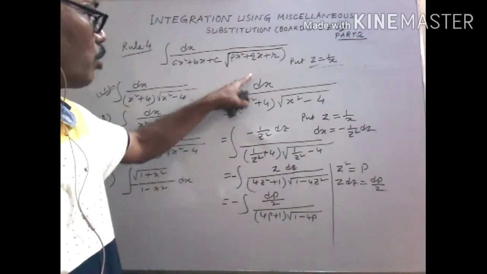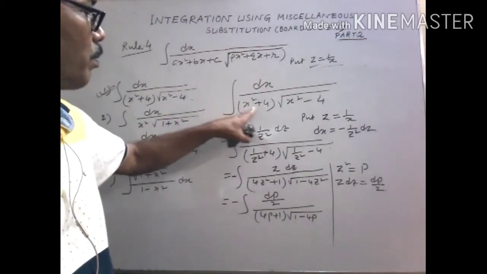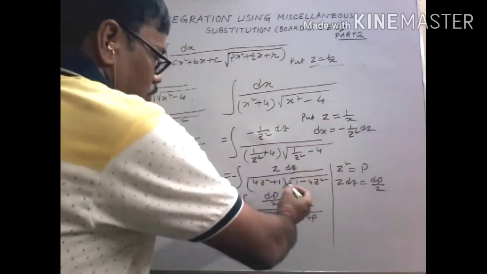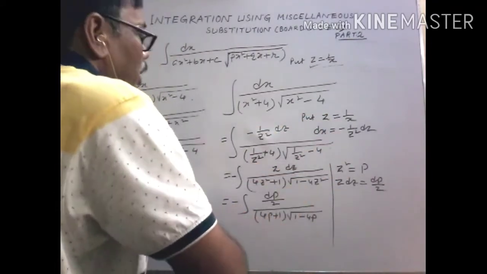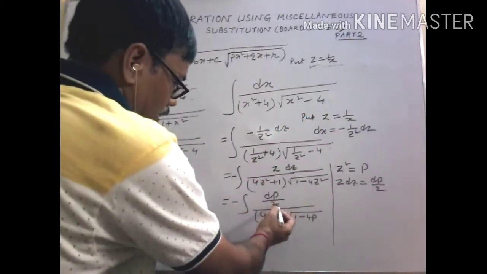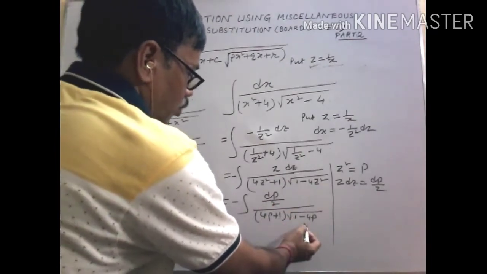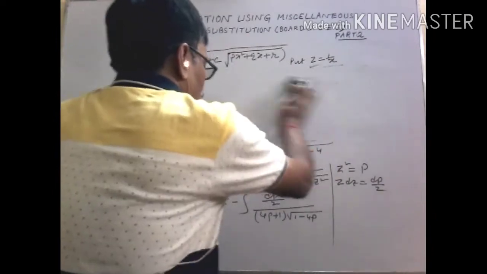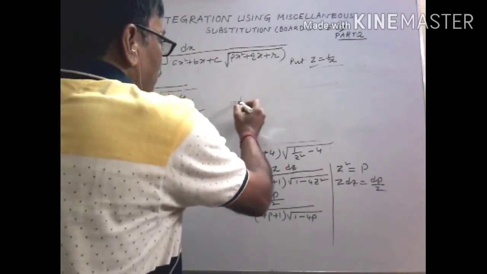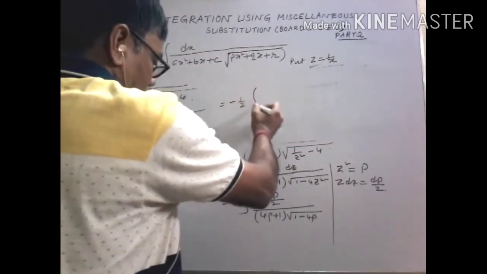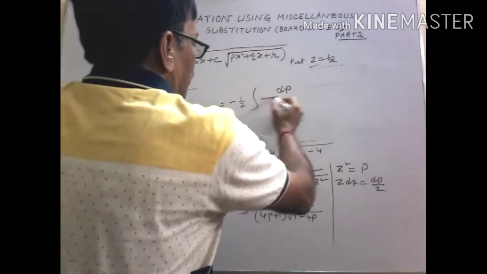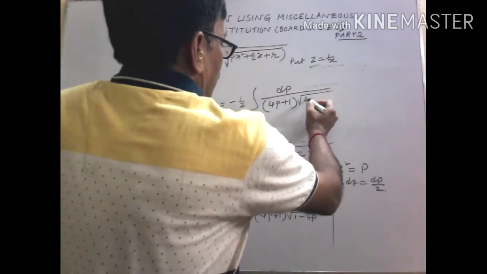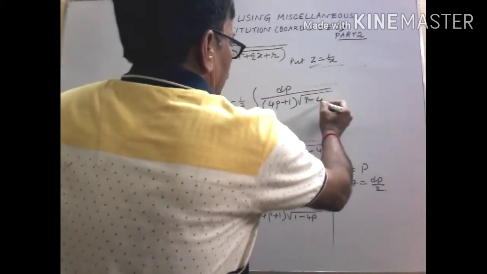Now we are discussing how to solve dx by x square plus 4, x square minus 4. So putting z equals to this, and after simplifying we are getting dp by 2, 4p plus 1 by 1 minus p. So finally, half outside, minus half outside, dp by 4p plus 1 into root over 1 minus 4p.